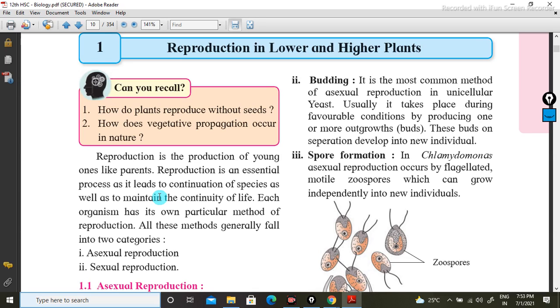Yes. Now, reproduction is of two types: asexual reproduction and sexual reproduction.